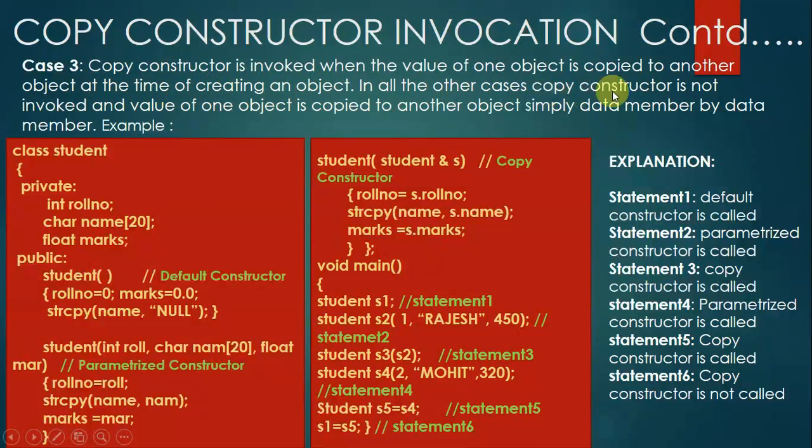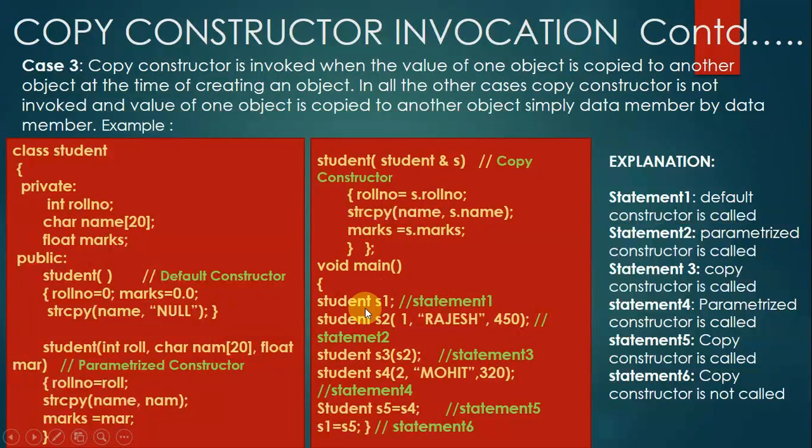In all other cases, you can see copy constructor is not invoked and the value of one object is copied to another object, simply data member by data member. So let us see an example. I'm again creating the same class so that you will remember this class throughout this session. This class is student with three data members, roll number, name and marks, and three types of constructors: default constructor, parameterized constructor and copy constructor.